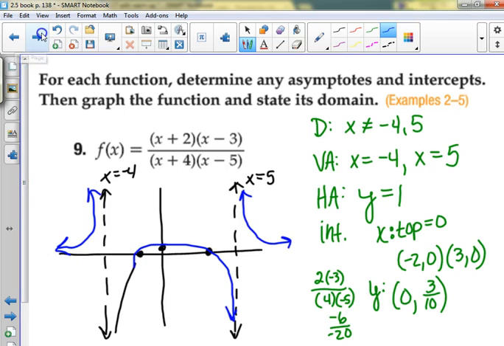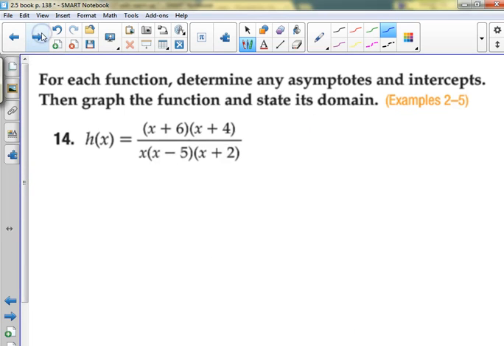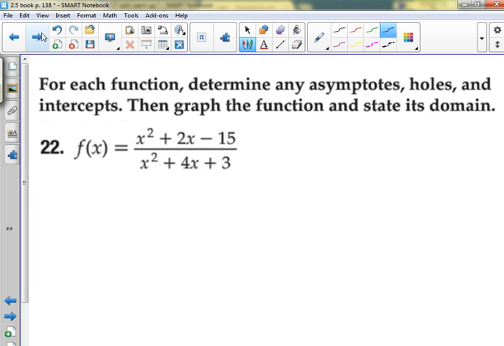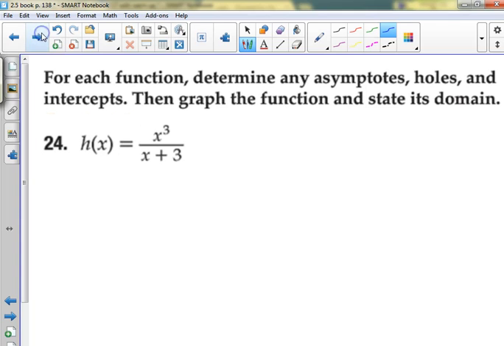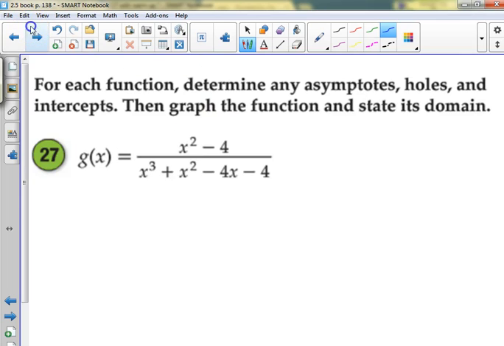How am I doing on time? Okay, got 14 is another graph. This one might have a hole. This one, oh, that's top heavy. You want me to do 24 next? Okay.